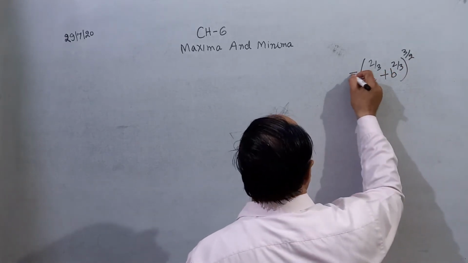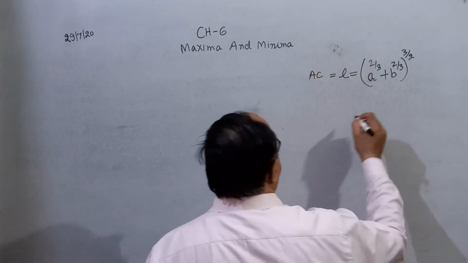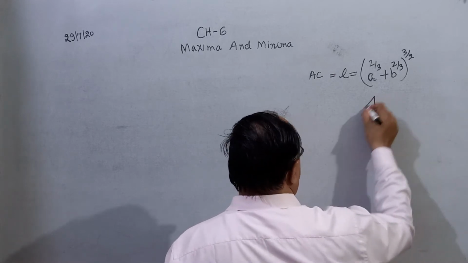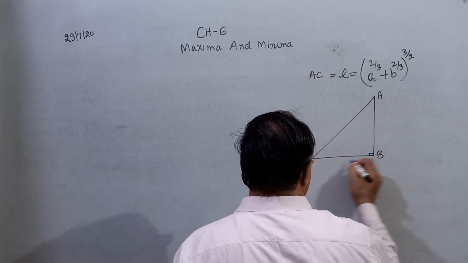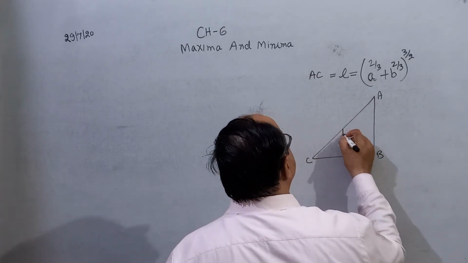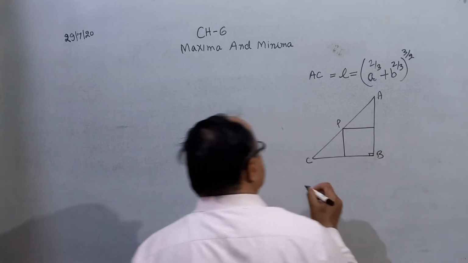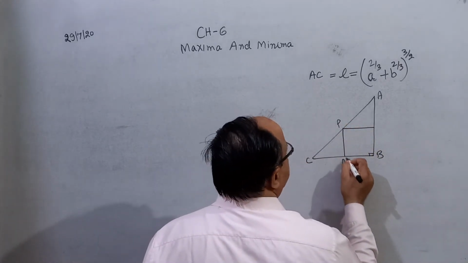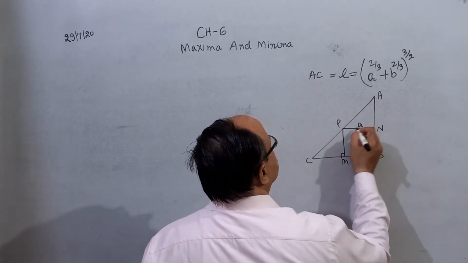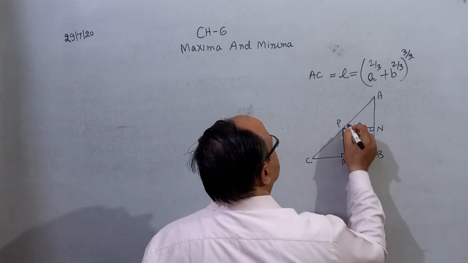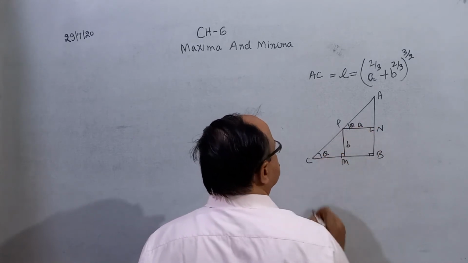Minimum length of the hypotenuse. This is a right angle triangle, right angle at B, and point P lies on AC. This is PM and this is PN. You can write the sides: this is a and this is b. This angle is theta, this is also theta. Correct?